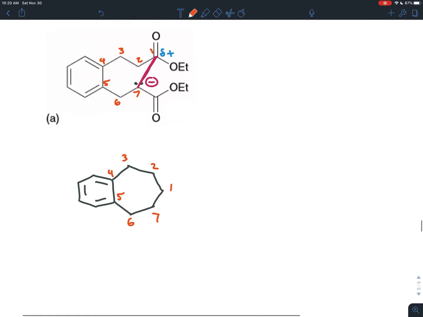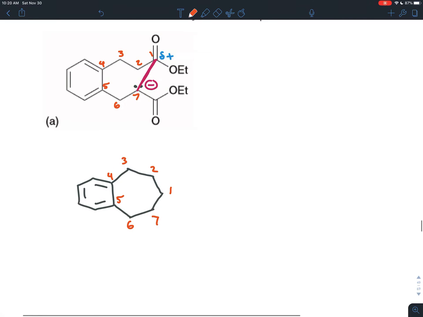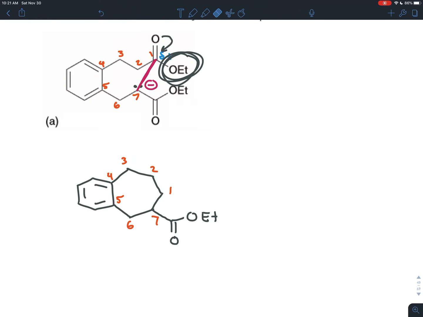Okay, now that we've drawn the ring, we can think of what else is going to be on it. Well, on carbon number 7, we definitely still have this ester group. So we're going to have a carbon coming off with a double bond and an ethoxy group. But on carbon number 1, when this nucleophile came in, it kicked the electrons up, you got the tetrahedral intermediate, they came back down, and they kick this leaving group off. So you won't have the ethoxy group there anymore. You will, however, have the ketone. And you'll notice that this ketone is on carbon number 1, which you can also call the beta carbon.